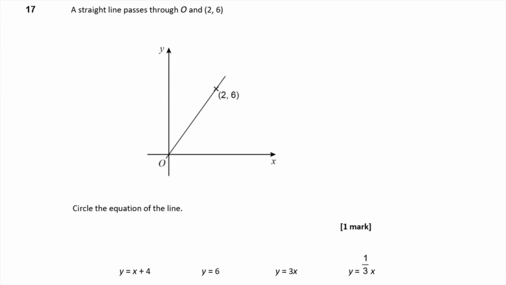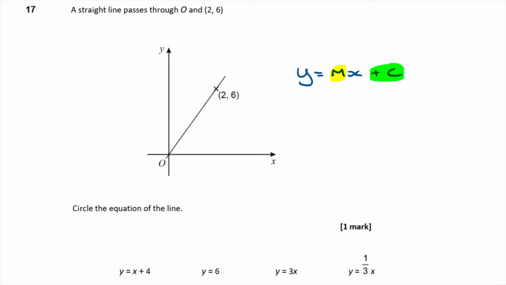Question 17. A straight line passes through O, which is the origin, and it goes through (2, 6). Circle the equation of the line. Now to find the equation of the line, you need to know its gradient and its y-intercept. The equation is y = mx + c, isn't it? Where m is the gradient and c is the y-intercept.